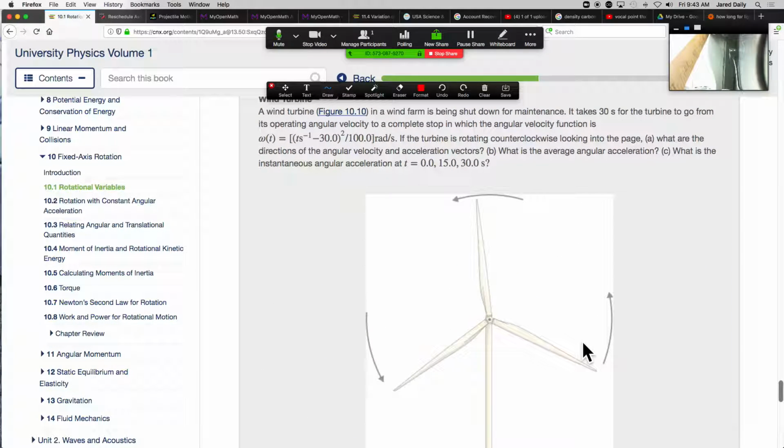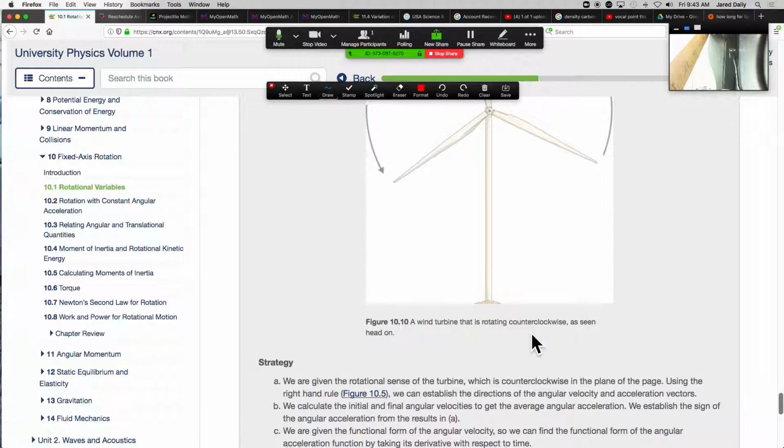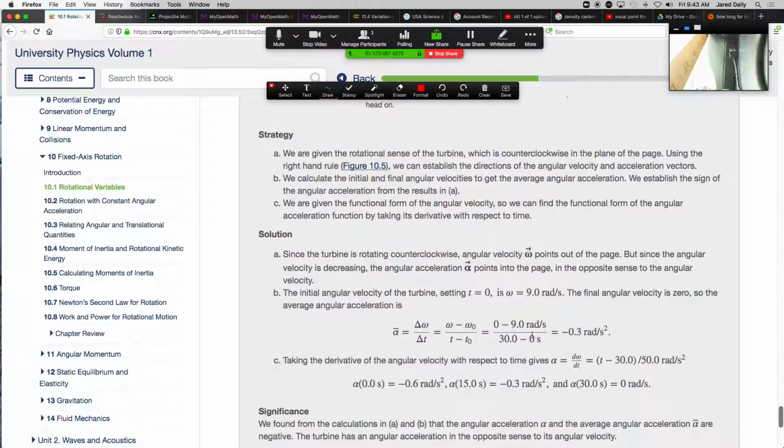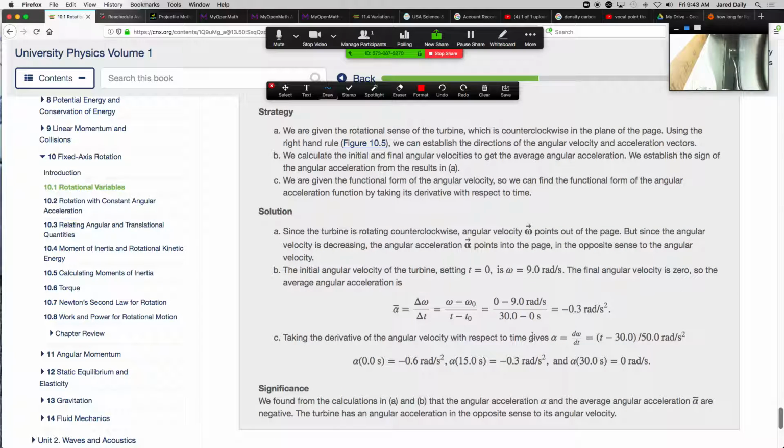Now, it is slowing down. So what is the direction of alpha? Your omega is going this way, pointing out of the page, but it's getting slower and slower, which means the amount that it's pointing out of the page is getting smaller and smaller. That means the acceleration is negative, which means it's not pointing out of the page, but into the page, right? So that's the direction of the angular acceleration, because it's moving towards the page instead of away from the page. Very good.